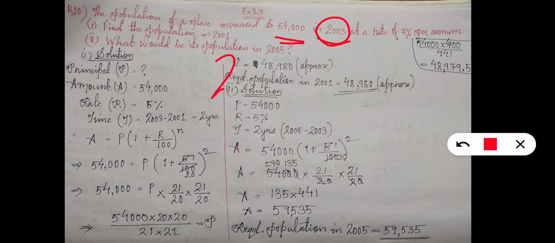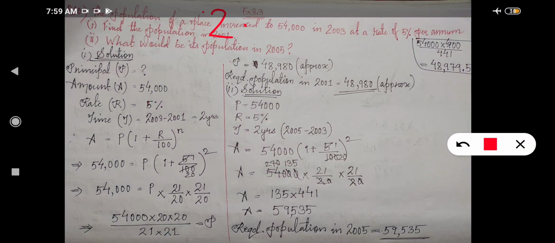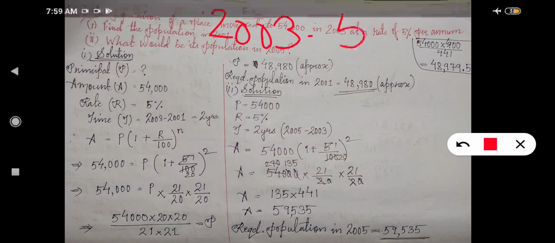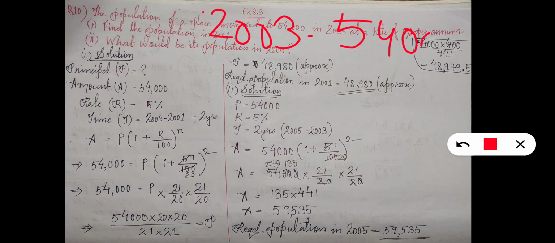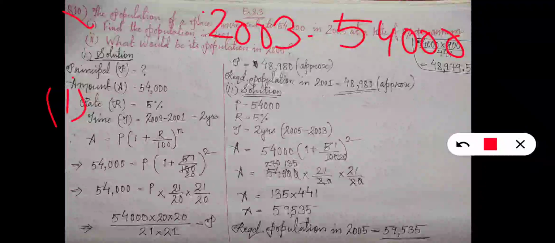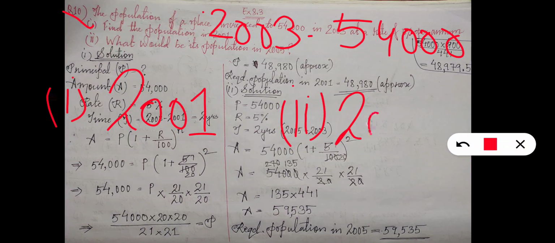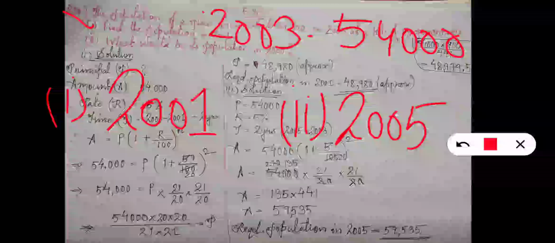So in 2003, if you look at your screen, I'll just write on the top. In 2003, population is 54,000. Okay, now there are two cases. Roman number 1, I'll write this side. Roman number 1, find the population in 2001, and Roman number 2, find the population in 2005.